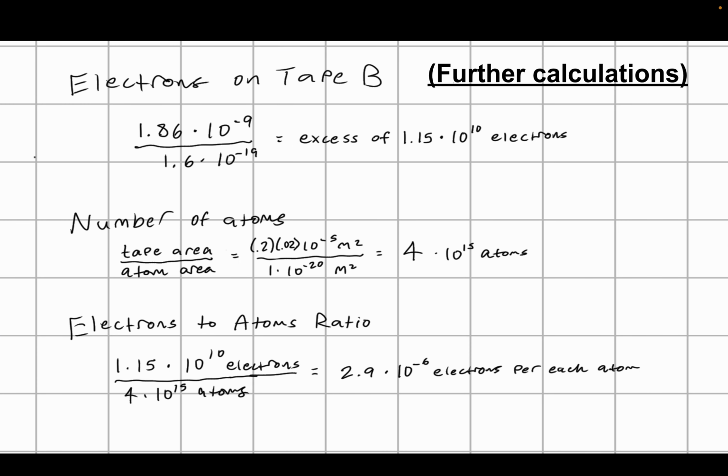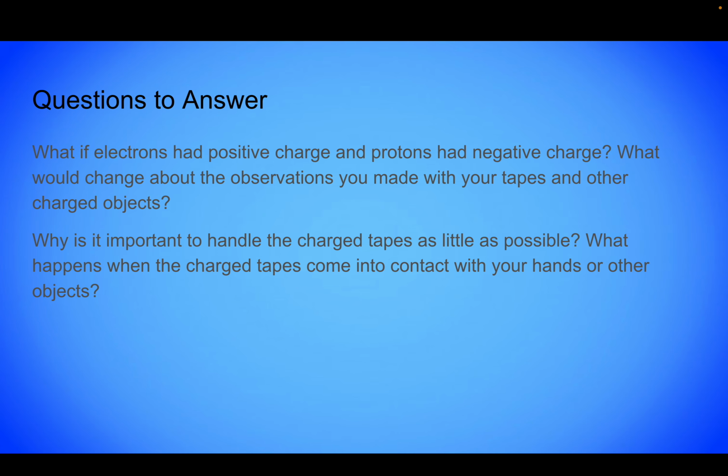The next step was to find the number of electrons on tape B, which is, again, at the top, which gave us the number of excess electrons. Next was to find the number of atoms, which was the tape area over the atom area, which is in the middle, as you can see, those calculations right there. And finally, in order to find the electrons to atoms ratio, I divided the number of excess electrons by the number of atoms, which gave me this number of 2.9 times 10 to the negative 6 electrons per atom.